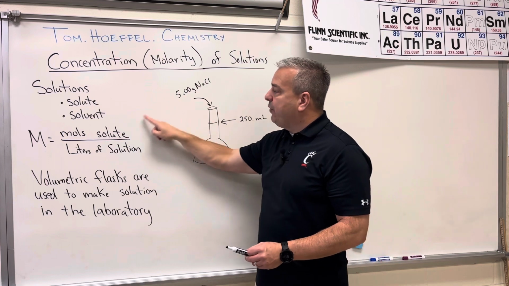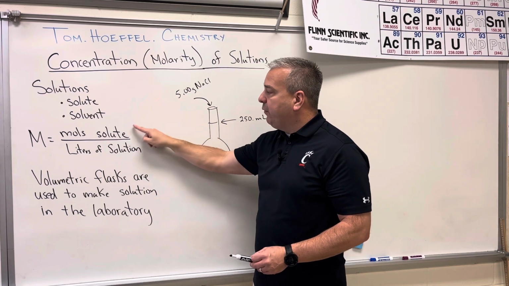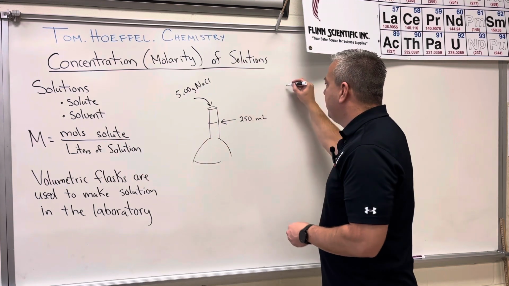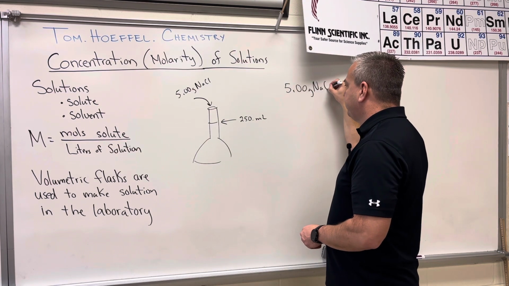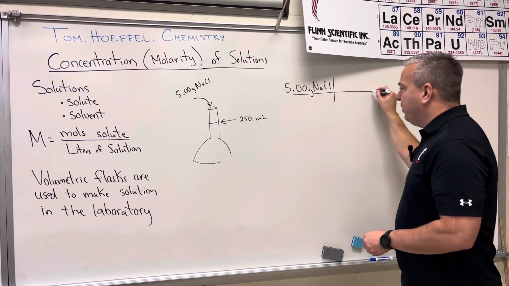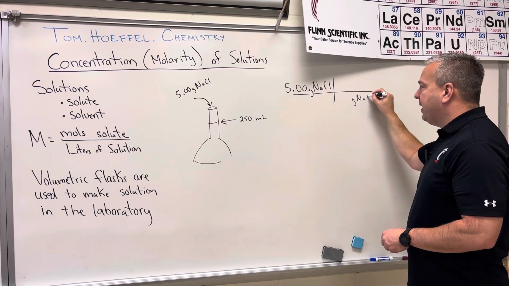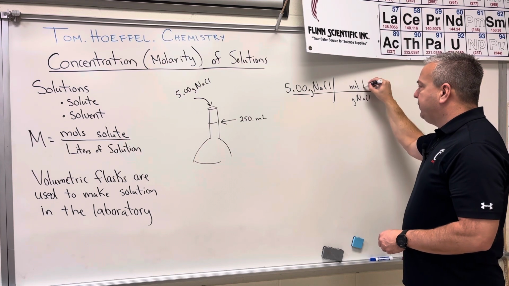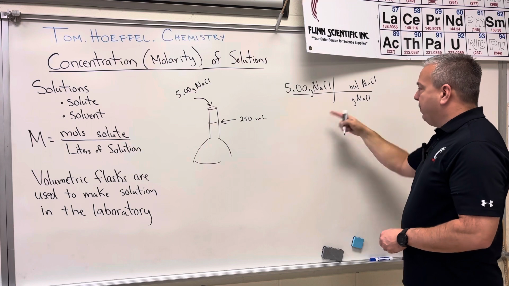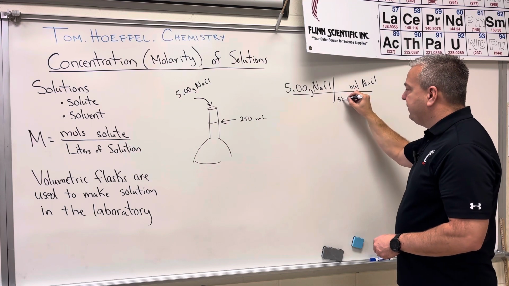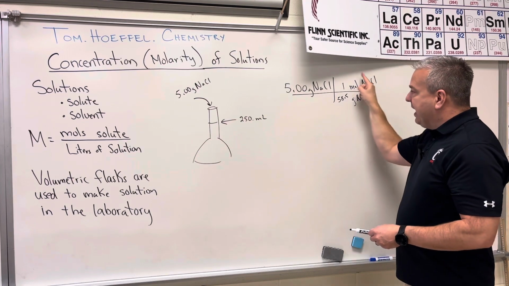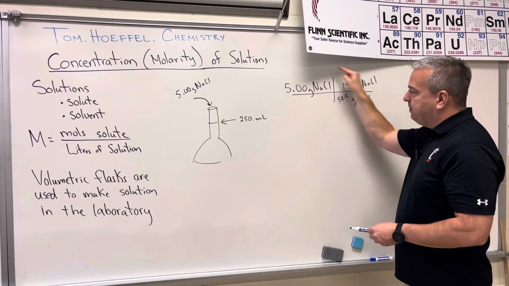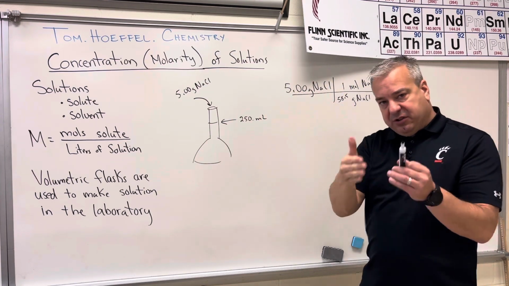Well, let's take care of our numerator first. We're going to convert these grams into moles. So 5 grams of sodium chloride, we're going to convert to moles, so grams of sodium chloride to moles of sodium chloride. And then we're going to put the molar mass in here, which is 58.5, and I calculated that off the periodic table.